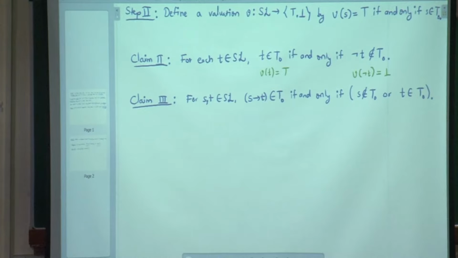Yeah, let's just write down the green version again. So V of S implies T is true if and only if V of S is false or V of T is true. But before we prove these two claims, we need some very strong observation. This observation I can say in simple words: T naught is a complete theory.